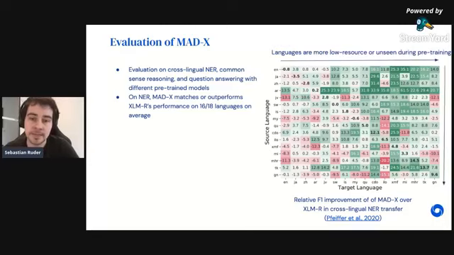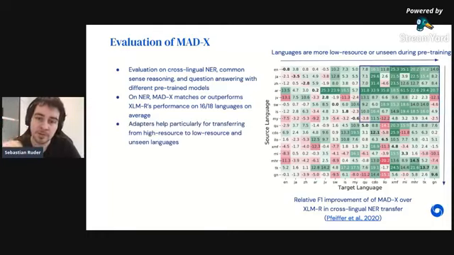And here to the right, we can see the more fine-grained performance on NER, where we have labeled data in a source language that is shown here on the left, and then try to transfer the model that was trained on labeled data of that language to one of the target languages on the bottom. And as we go from left to right and from top to bottom, the languages become more low-resource, and the languages in the top right quadrant here are languages that we've actually never seen during pre-training. And in this heat map, we just show the relative performance improvement. So wherever you see green, the model actually performs better compared to the baseline, and for the red parts, the model performs worse.